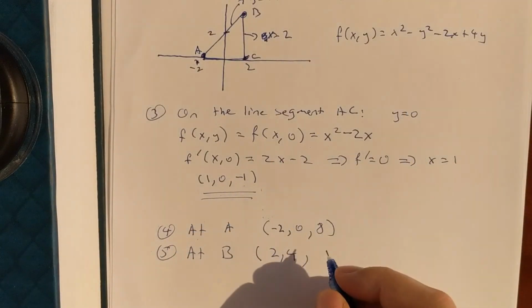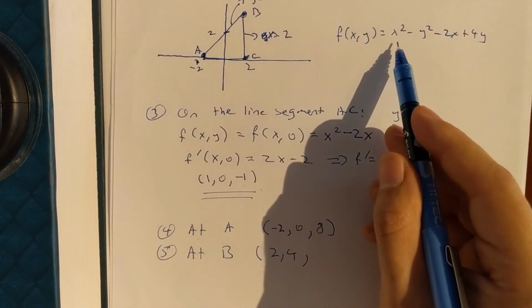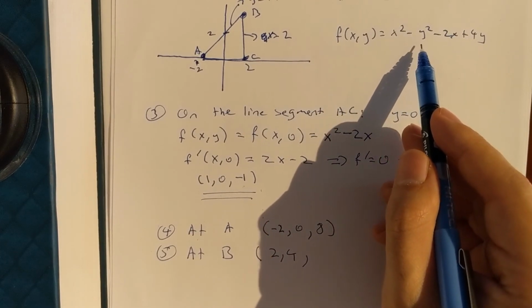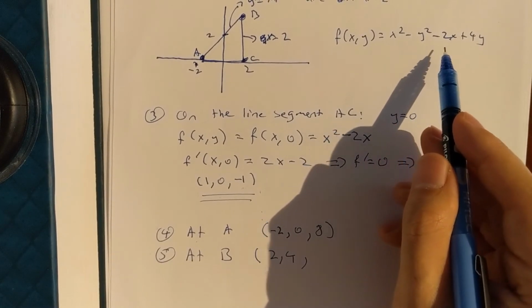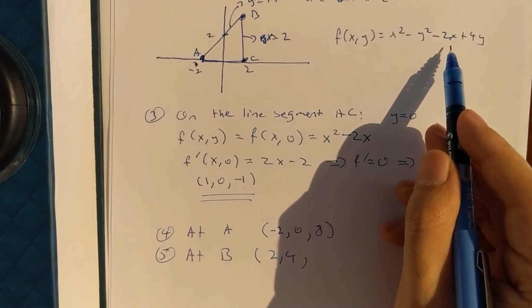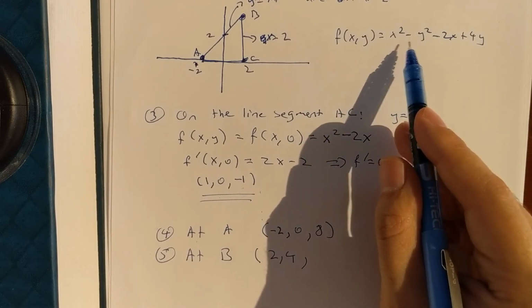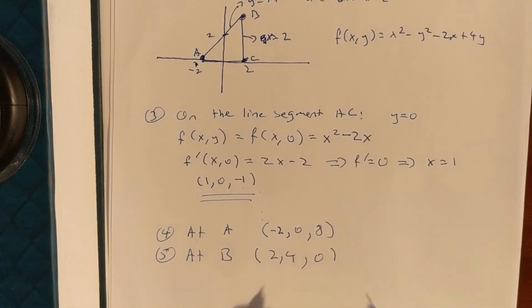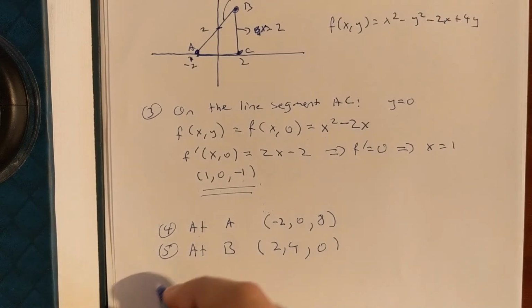Let's do it again. Let's plug into this function. We're going to have 4. 2 squared is 4. Minus a 16. That's a minus 8. Plus minus a 4. Minus a 12, minus a 4, that's a minus 16, plus 16, yeah, that's a 0. Okay, so it's 2, 4, 0. That was my bad, I'm sorry. So we have the point 2, 4, 0. Okay, so finally, let's do as the 6th point, let's do at C what's going on.